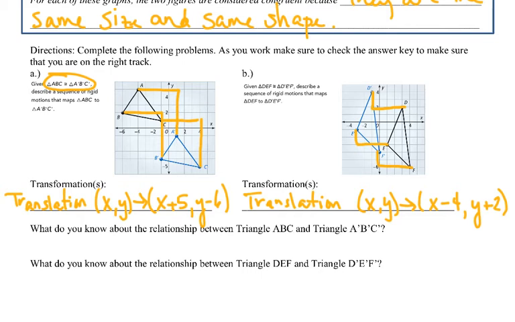Alright. Now let's take a look at the questions below. What do you know about the relationship between triangles ABC and triangle A prime, B prime, C prime? So we know for sure, since it's a translation, those two are congruent.